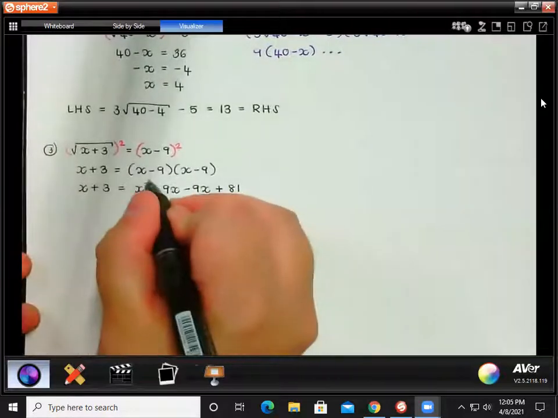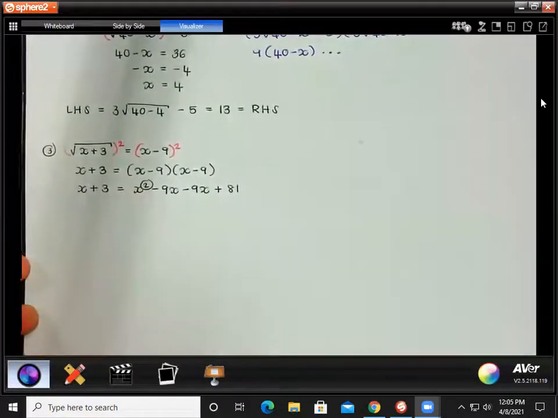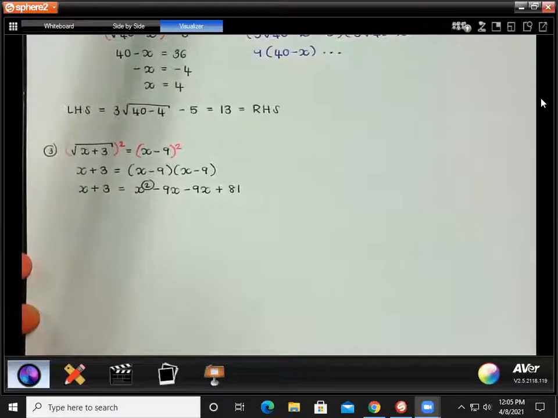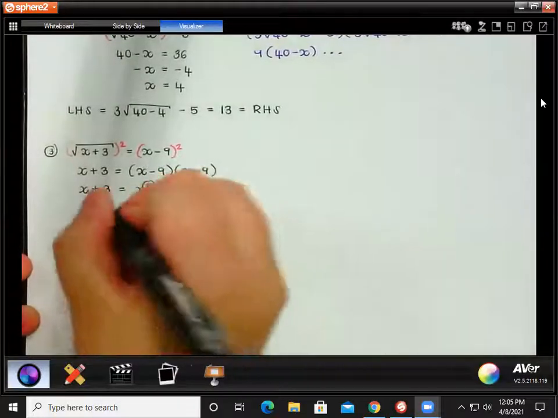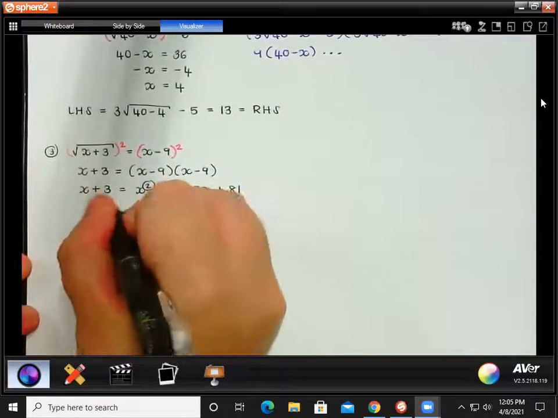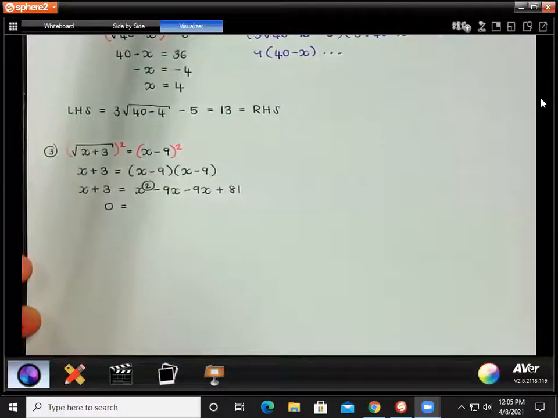Guys, do we notice our x squared? So what type of equation is this? Quadratic. So we have to get everything on the one side equal to 0. All right. So is it okay with you guys if I put my 0 on the left now? Like that. If I just move the x and the plus 3.